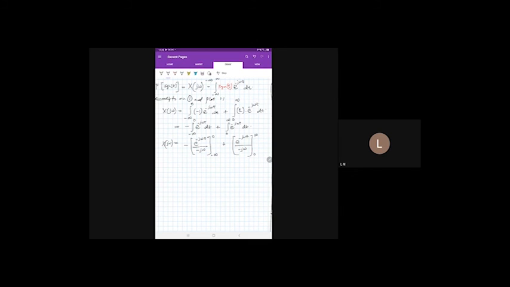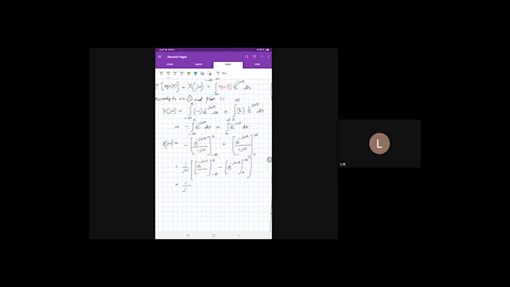Now if we apply limits to it, we can first of all take 1 by j omega common from the first term and from the second term also. Then we will have something like this inside: e raised to power minus j omega t divided by j omega, which we have taken out. Then we have limits 0 and minus infinity. Then we have minus e raised to power minus j omega t, with limits infinity and 0.